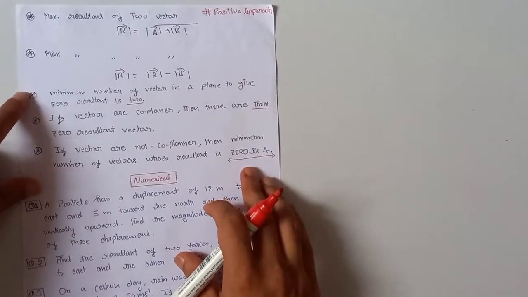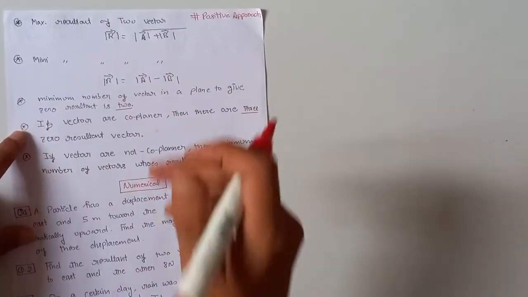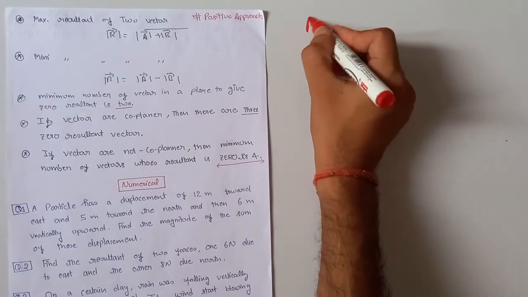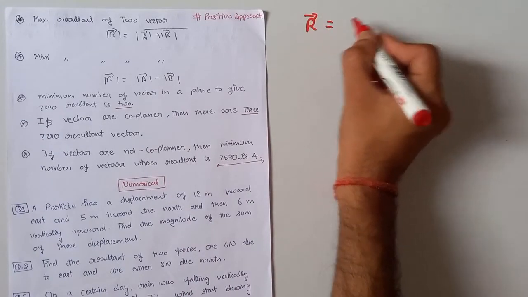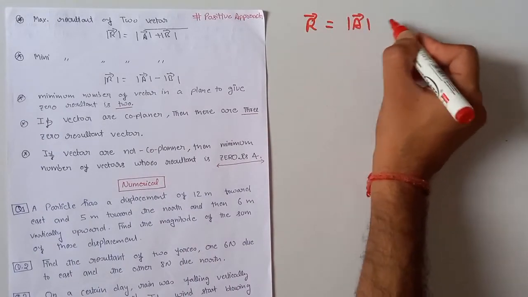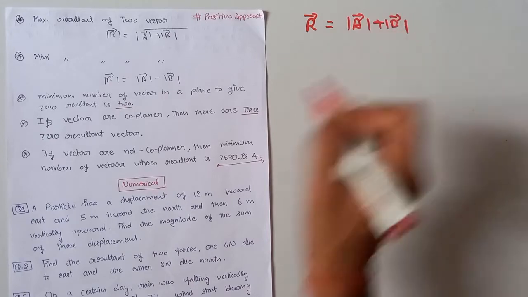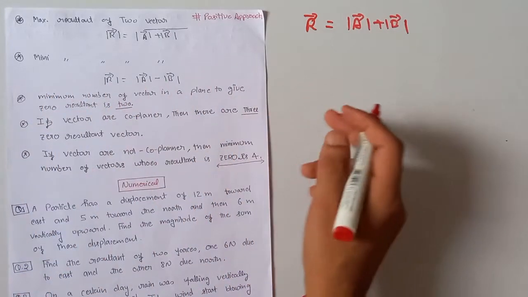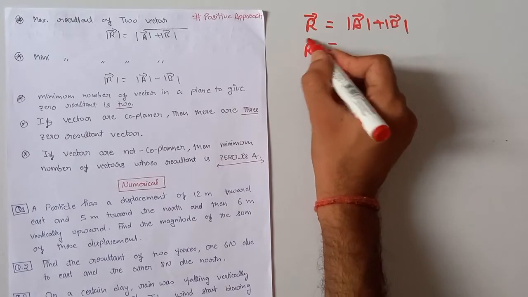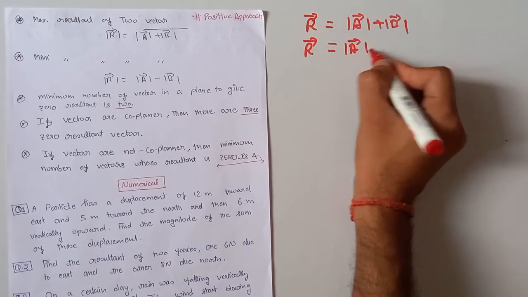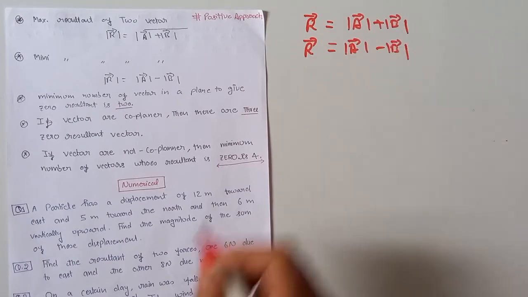Our next key point is that the maximum resultant of two vectors is always given by the magnitude of A plus the magnitude of B, and the minimum resultant of two vectors is always given by the magnitude of A minus the magnitude of B.